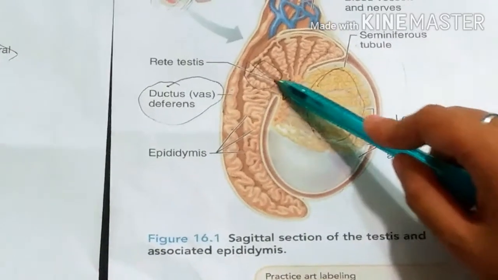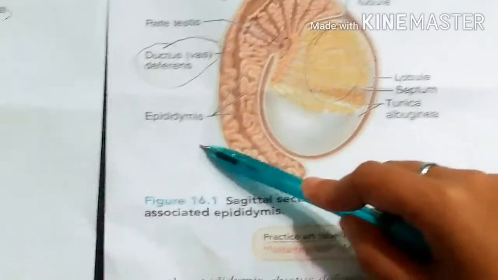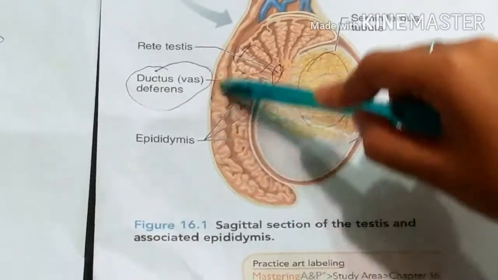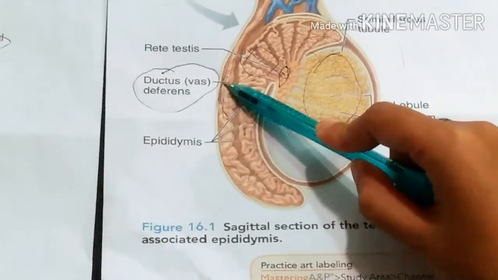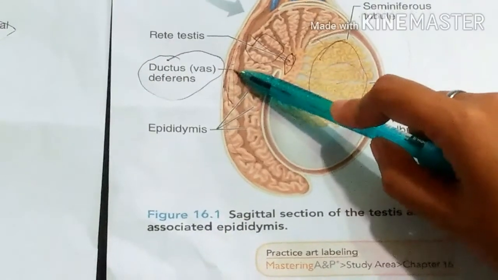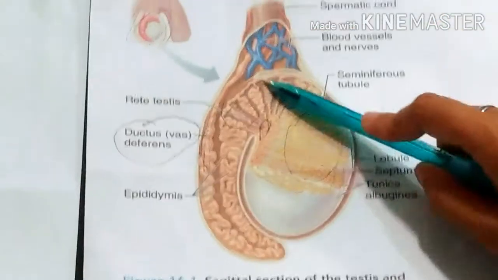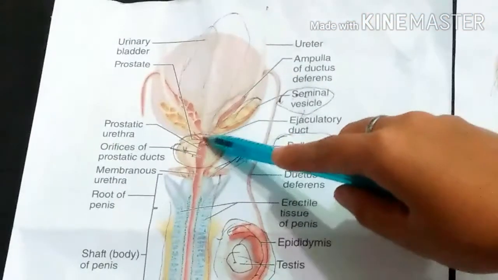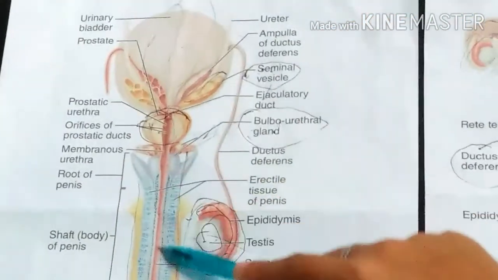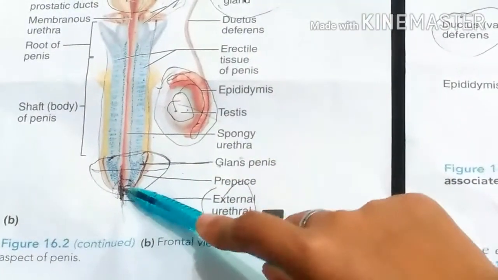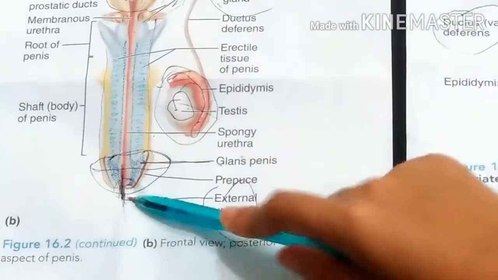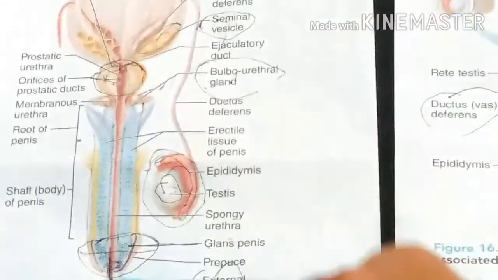The sperm move into the vas deferens. This is the vas deferens, or the ductus deferens, and is eventually expelled through the urethra. It will go here, then it will be expelled through the urethral orifice. This is the urethral orifice, through the muscular contraction.